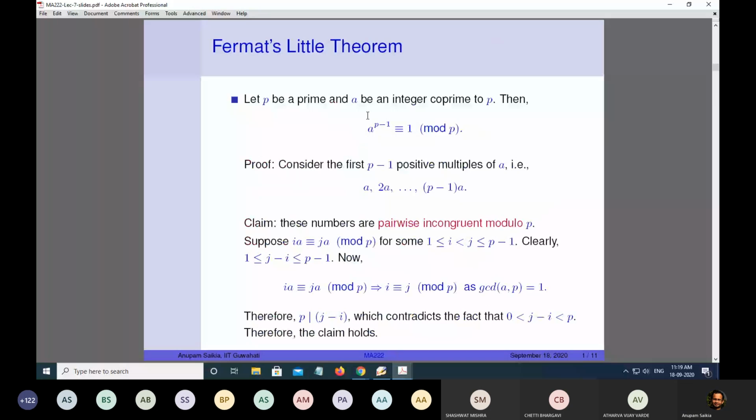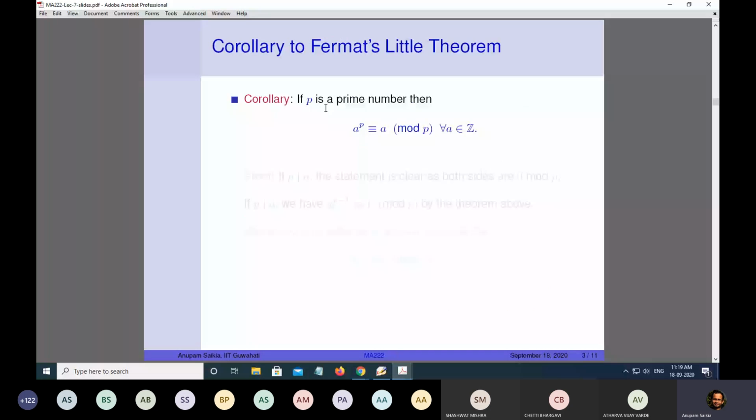This is an easy corollary, because there are only two cases: P divides A or P does not divide A. If P divides A, clearly this is 0 mod P and this is 0 mod P, so it's clearly equal. If P divides A, it will also divide any positive power of A. And if P does not divide A, we already proved Fermat's little theorem, so I will multiply both sides by A and I'll get the desired result.